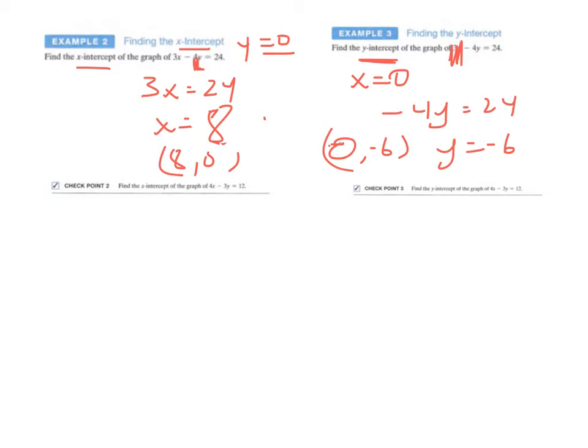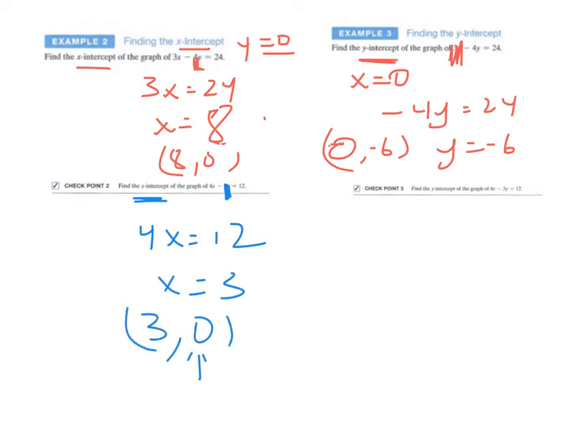So if we go down here and find the x-intercept, you make y 0. So we have 4x equals 12. And so x equals 3. So my intercept is 3, 0. And you see, this is what y is. It is 0.